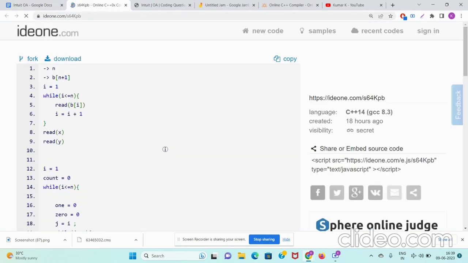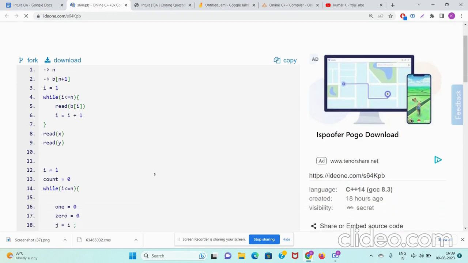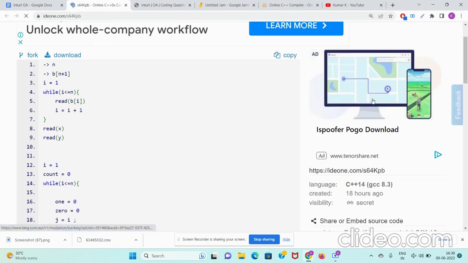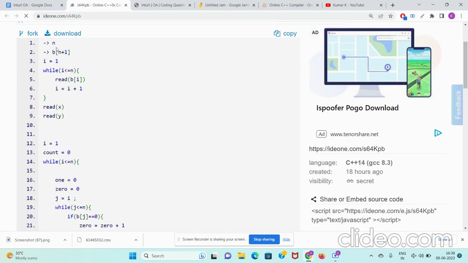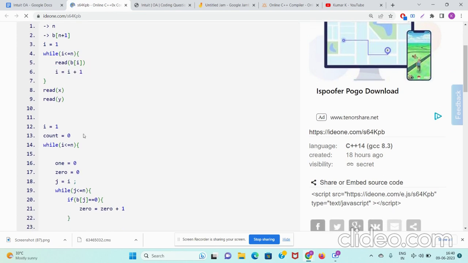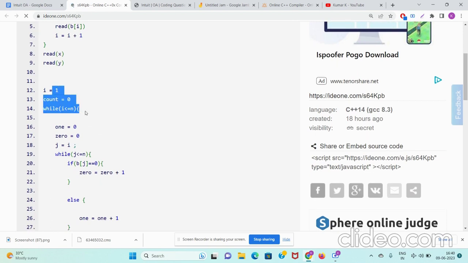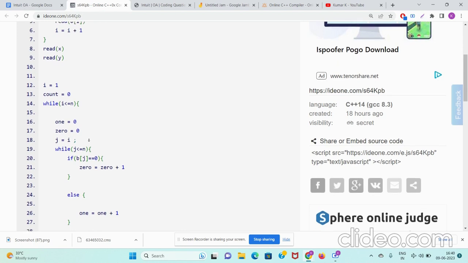If we go to the pseudo code and the pseudo algorithm, you can see that n is the size of the array, and we take an array b of size n plus 1. Then from 1 till n we read all the integers of array b. We read x, we read y, i equal to 1, count equal to 0. So i is our starting pointer, right? i is going less than or equal to n. Now we need to consider all the subarrays starting at index i.